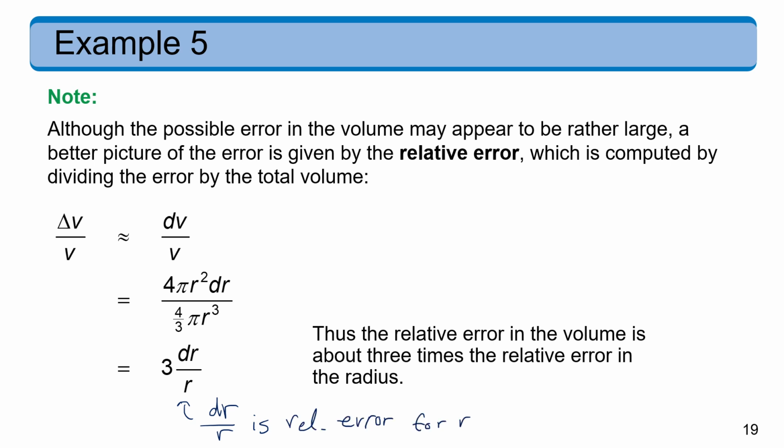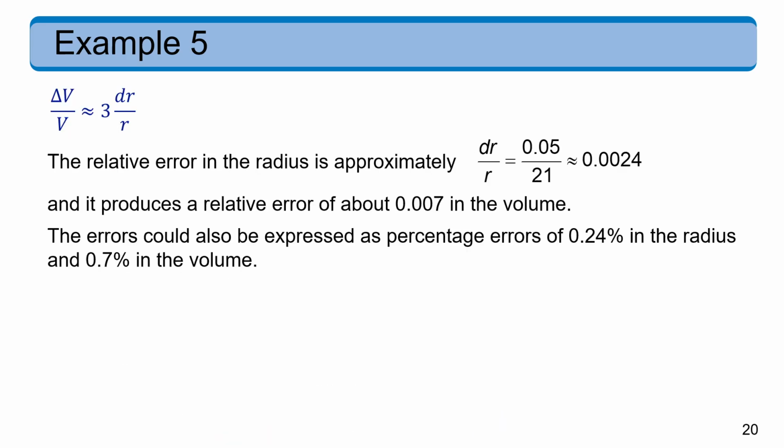Making that observation, we have this conclusion written over here. The relative error in volume is approximately 3 times the relative error in the radius. Now we'll actually calculate the values of these two relative errors. We'll start with the relative error for radius, which is defined as dr over r.